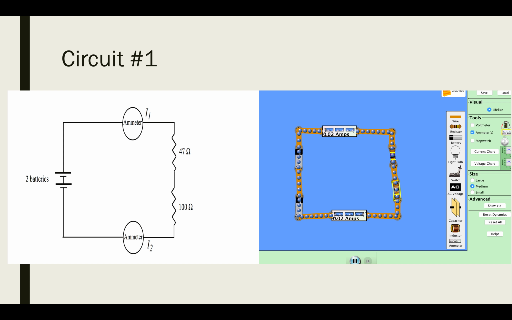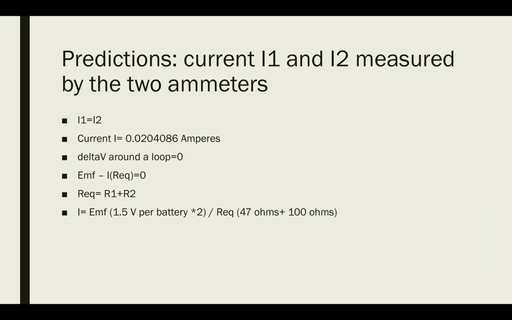This is the first circuit that we analyzed. The picture on the left is how it was represented in the lab instructions, while on the right is how it looked once I created it in the CCK. I predicted the currents I1 and I2 to be equal because the current does not split anywhere and therefore should be the same going around the loop.